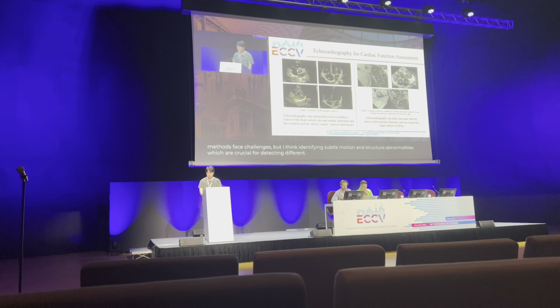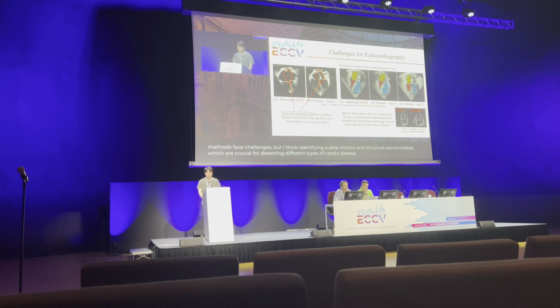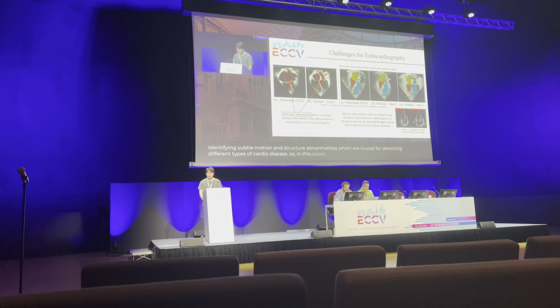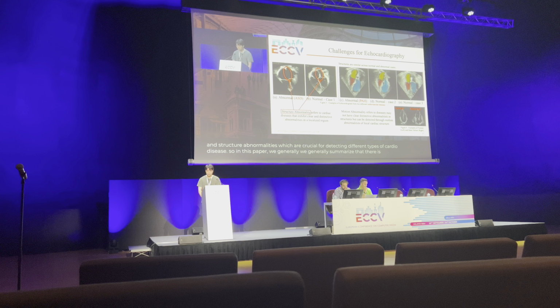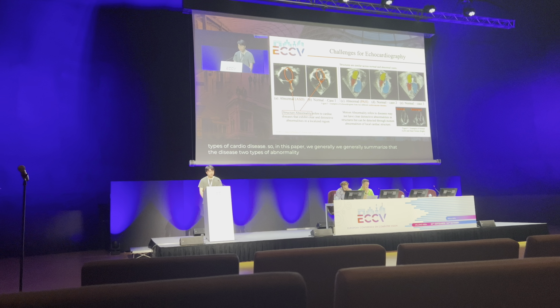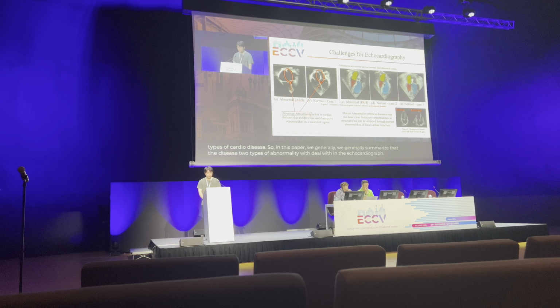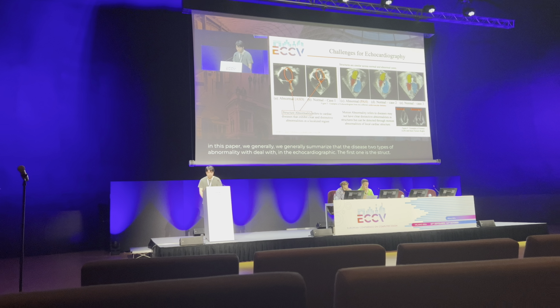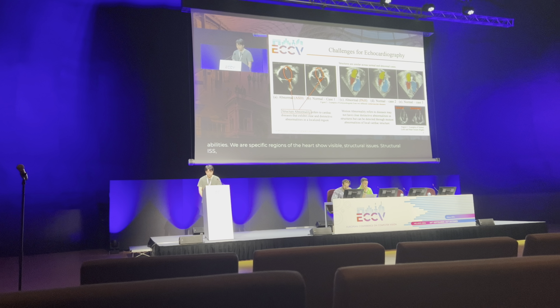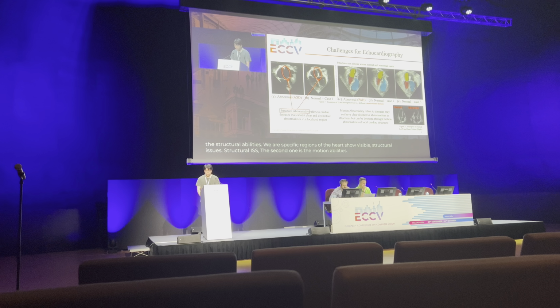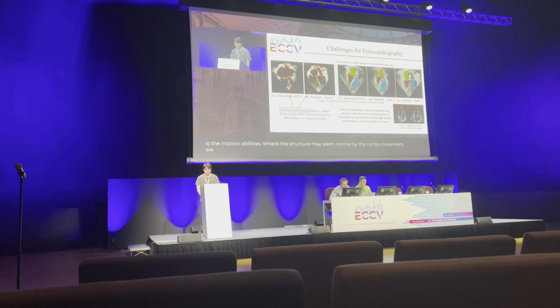types of cardiac disease. So, in this paper, we generally summarize that there exist two types of abnormality we deal with in echocardiography. The first one is the structural abnormalities, where specific regions of the heart show visible structural issues. The second one is the motion abnormalities, where the structure may seem normal, but the cardiac movement reveals dysfunction.